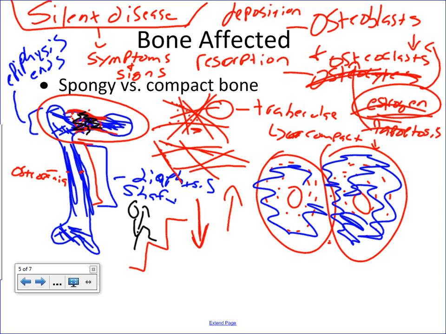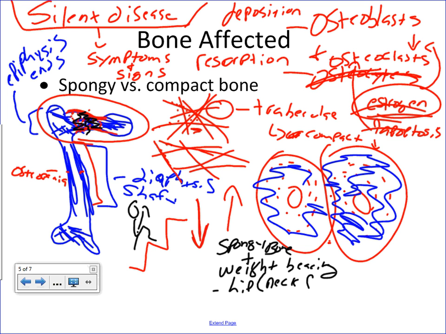All right, so that's one common area. So basically there are 3 areas that are the most greatly affected by osteoporosis, and these are areas where there's a combination of spongy bone plus areas that are very high weight bearing areas. And obviously that one is the hip. We'll go neck of femur.